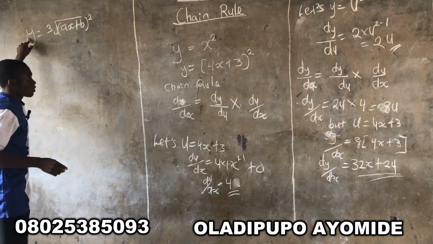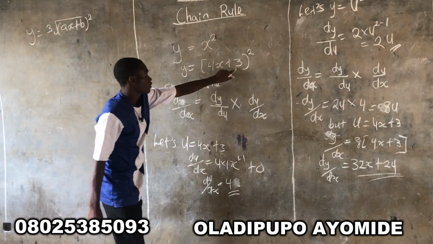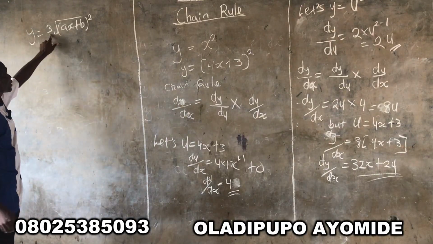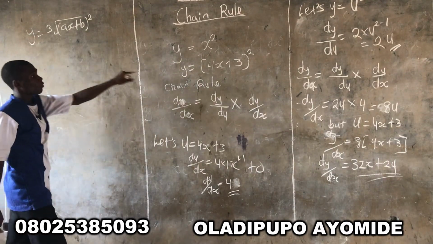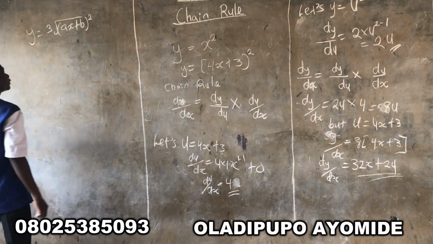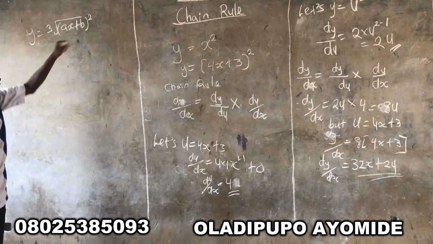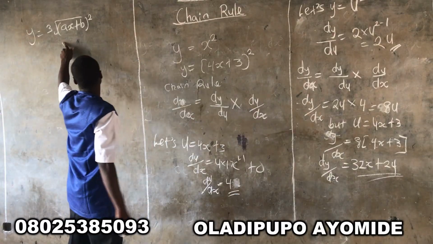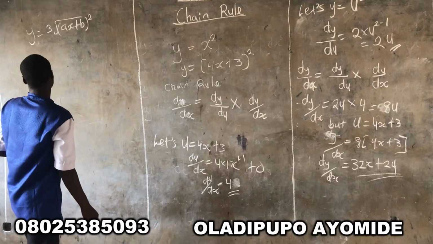In this case, you have to express this in the form of this. I'll say it again. When the question is given this way, you have to express it in this form. So in this case, we have to apply the law of indices.